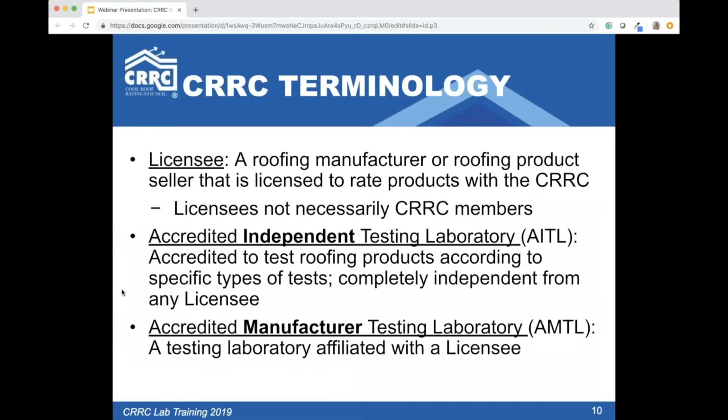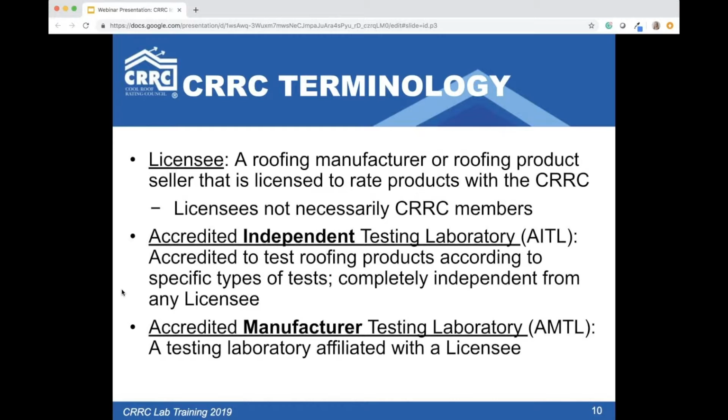The first is a licensee. So we define that as a roofing manufacturer that is licensed to rate products with the CRRC. You don't have to be a CRRC member to be a licensee. It just means that you want to rate products with us. Also, we have members that are not licensees, obviously. So those are kind of mutually exclusive. But in the context of this training, licensee is the important thing to keep in mind.